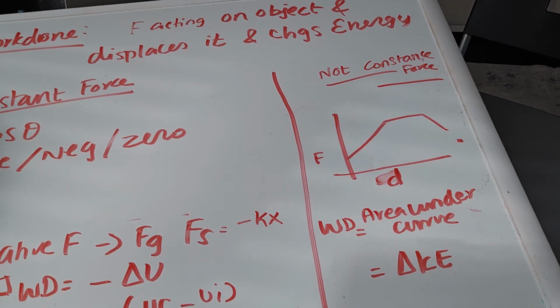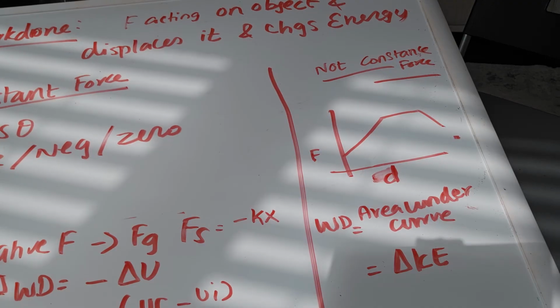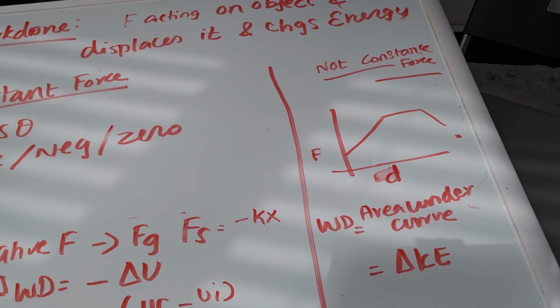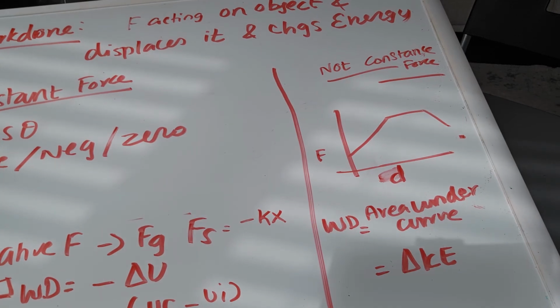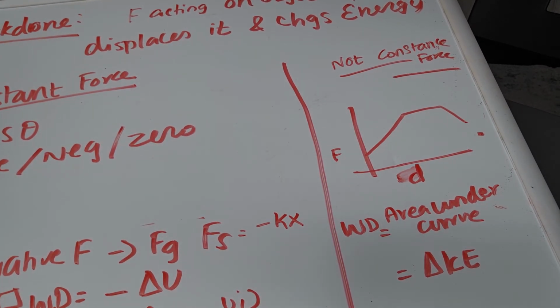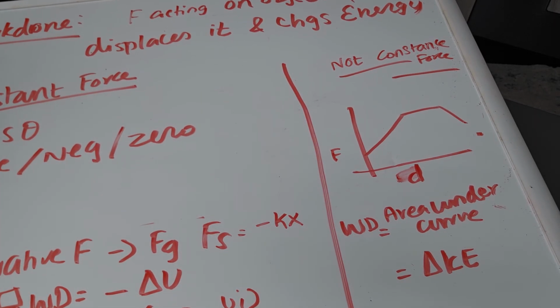All right, this video is going to be on Unit 4, Energy and Work. So what is work done? Work done is, by definition, a force acting on an object that displaces it and changes its energy. The formula that we normally use when you have a constant force is F d cosine theta.